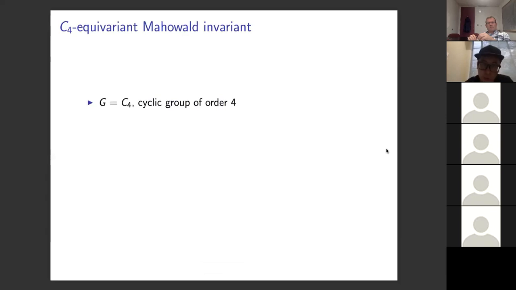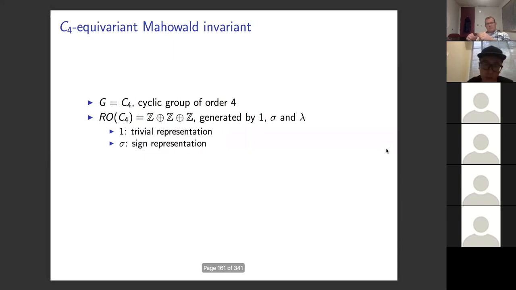So for the C2 case, recall that the representation ring of C2 is generated by 1, sigma and lambda. 1 is the trivial one. Sigma is the sign representation of C2, pulled back. And lambda is a two-dimensional real representation corresponding to rotation by 90 degrees.